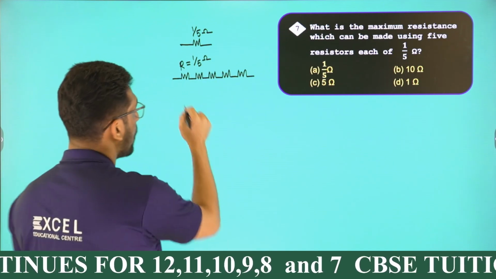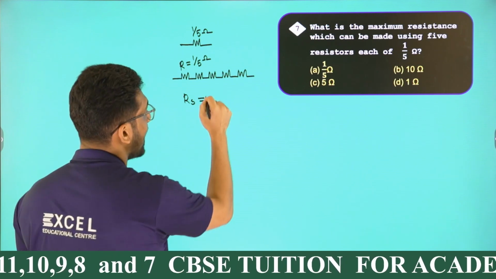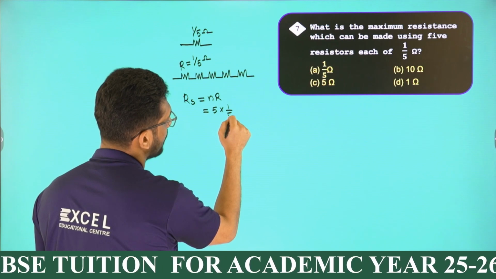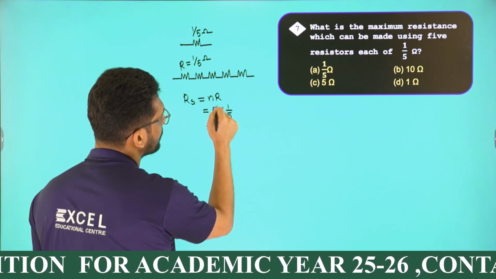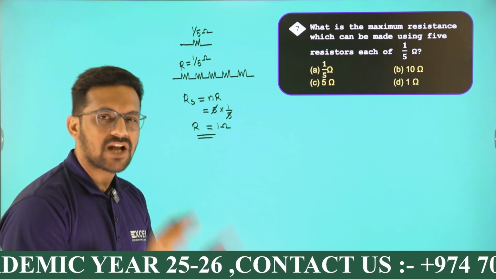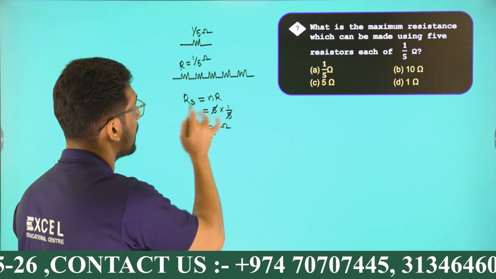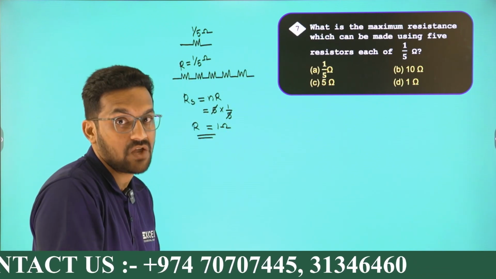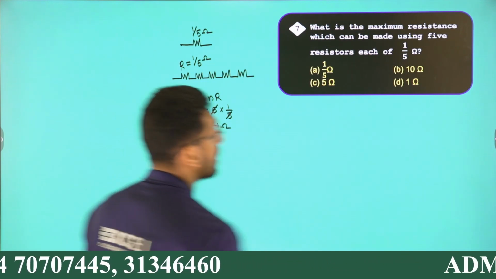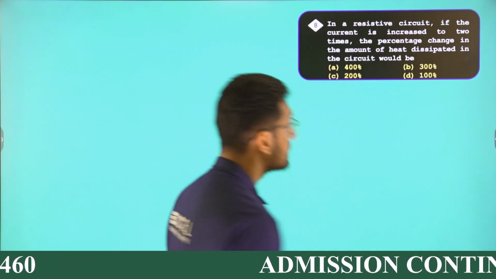What is the effective resistance in series? We have a very simple equation: N times the value of resistance. That will be 5 into 1 by 5, which is 1 ohm. So the effective resistance will be 1 ohm. That 1 ohm will be the maximum value of resistance you can make from these 1 by 5 ohm resistors. What is the correct option? The correct option will be D, 1 ohm. Yes. Now, let's see the next one.